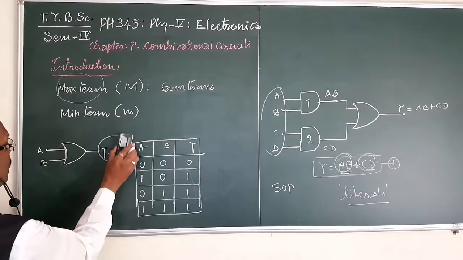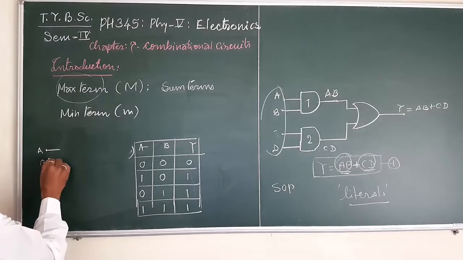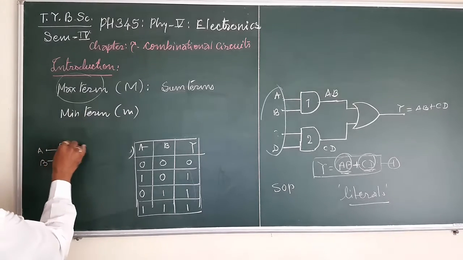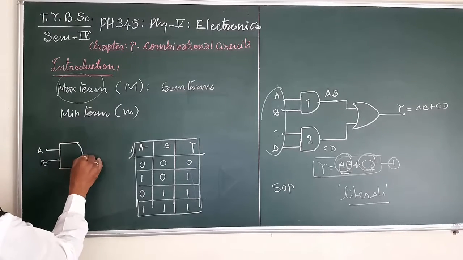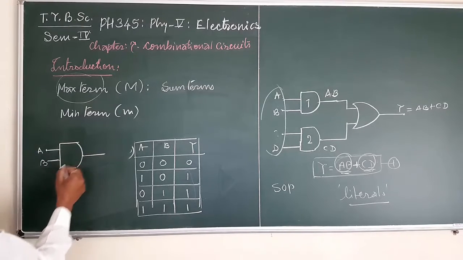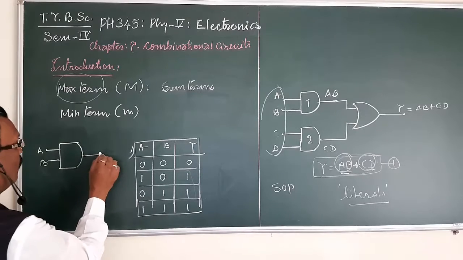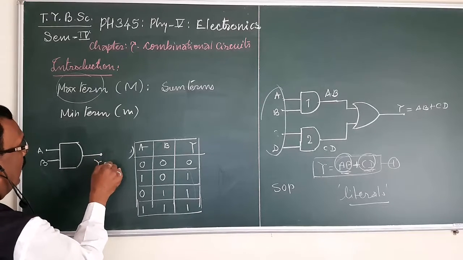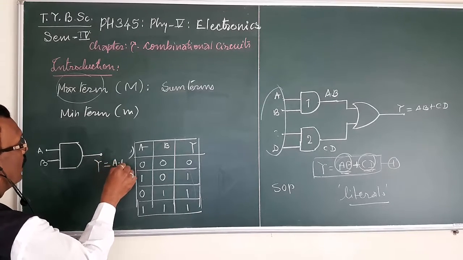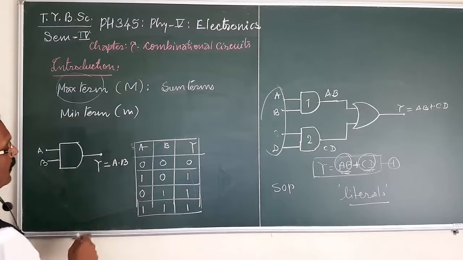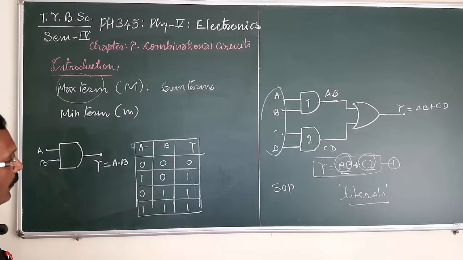Now min term, the second important term, is expressed by small m. Now instead of OR gate, if we consider AND gate, this AND gate is having two inputs A and B, and the output of AND gate is Y, and Y is nothing but A dot B. Okay, A into B or A dot B.